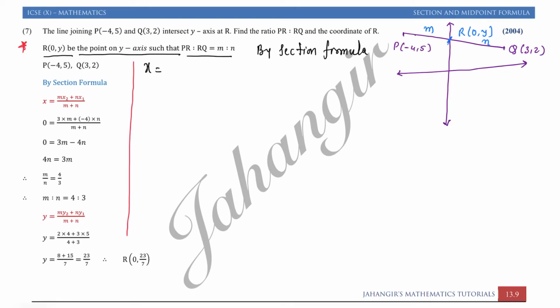For the x coordinate, because we know the x coordinates. X1 I know, x2 I know. Every coordinate is known. So I can say x is equal to (m x2 plus n x1) upon (m plus n). The x coordinate is 0, so (m into 3 plus n into minus 4) upon (m plus n). Minus 4, sorry, not minus 5.